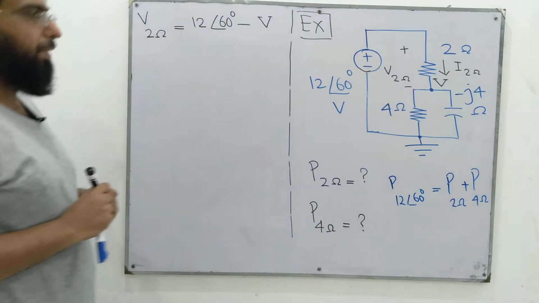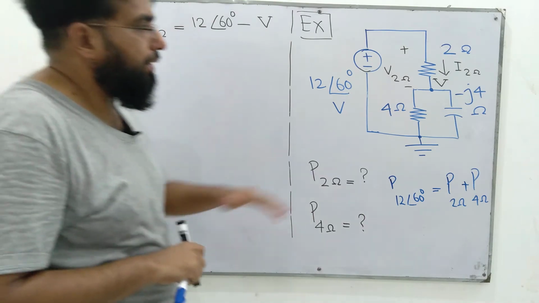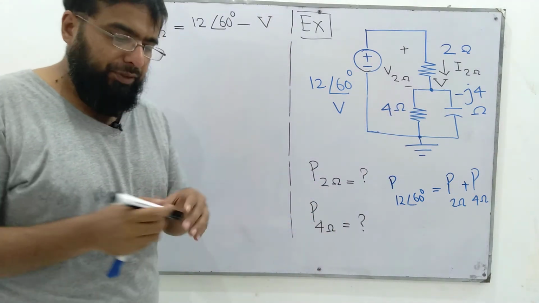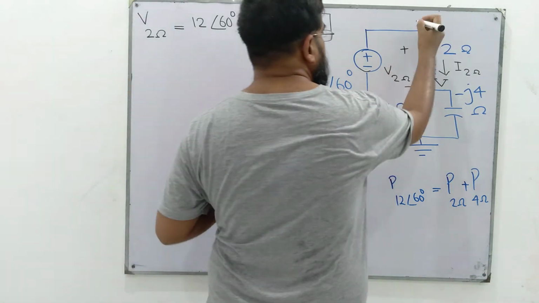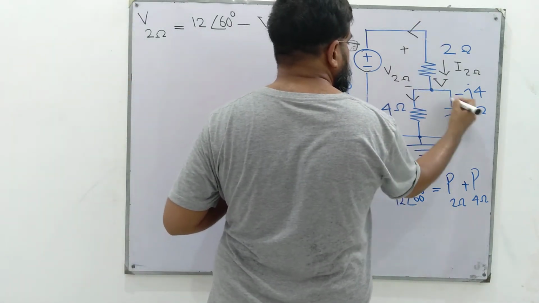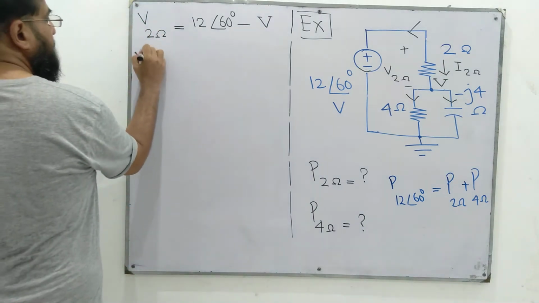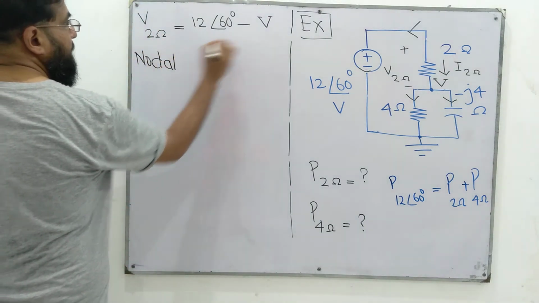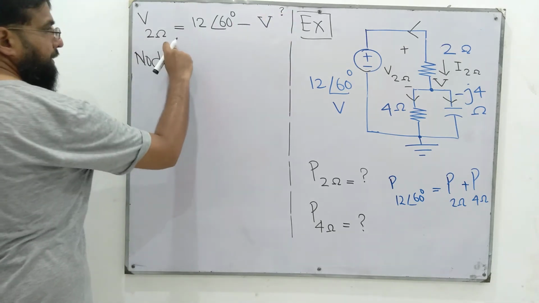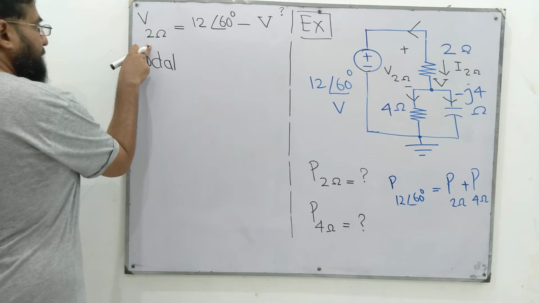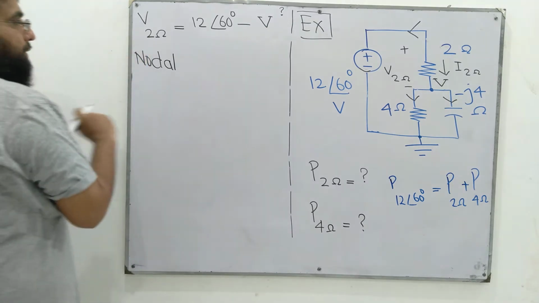But for the sake of finding this V, we need to apply nodal analysis, and for that we assume that all currents are moving away from the node. So let's apply nodal analysis to find V first, because we don't know V and we cannot find the voltage drop across the 2 ohm resistor. So first we'll find V, and then we can find the voltage drop across the 2 ohm resistor.